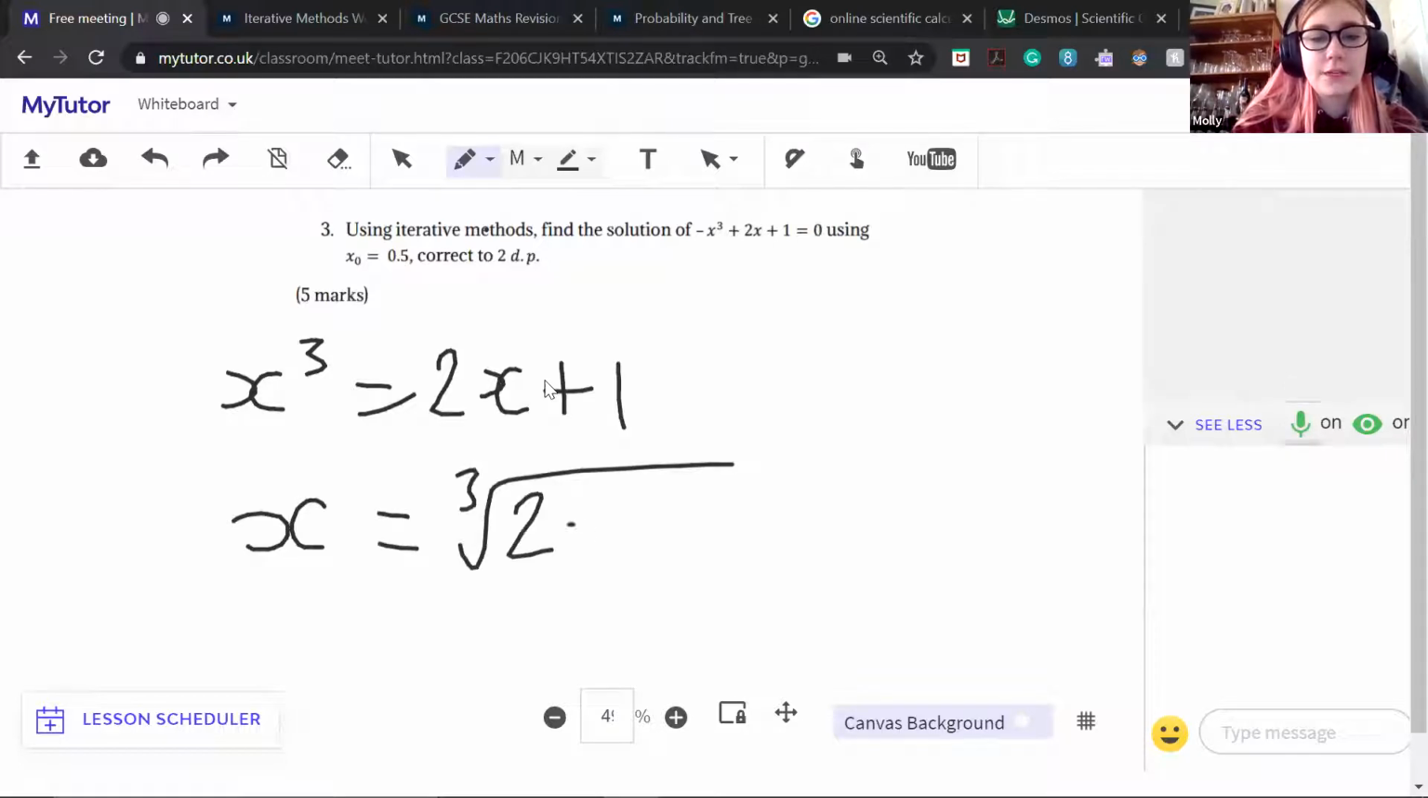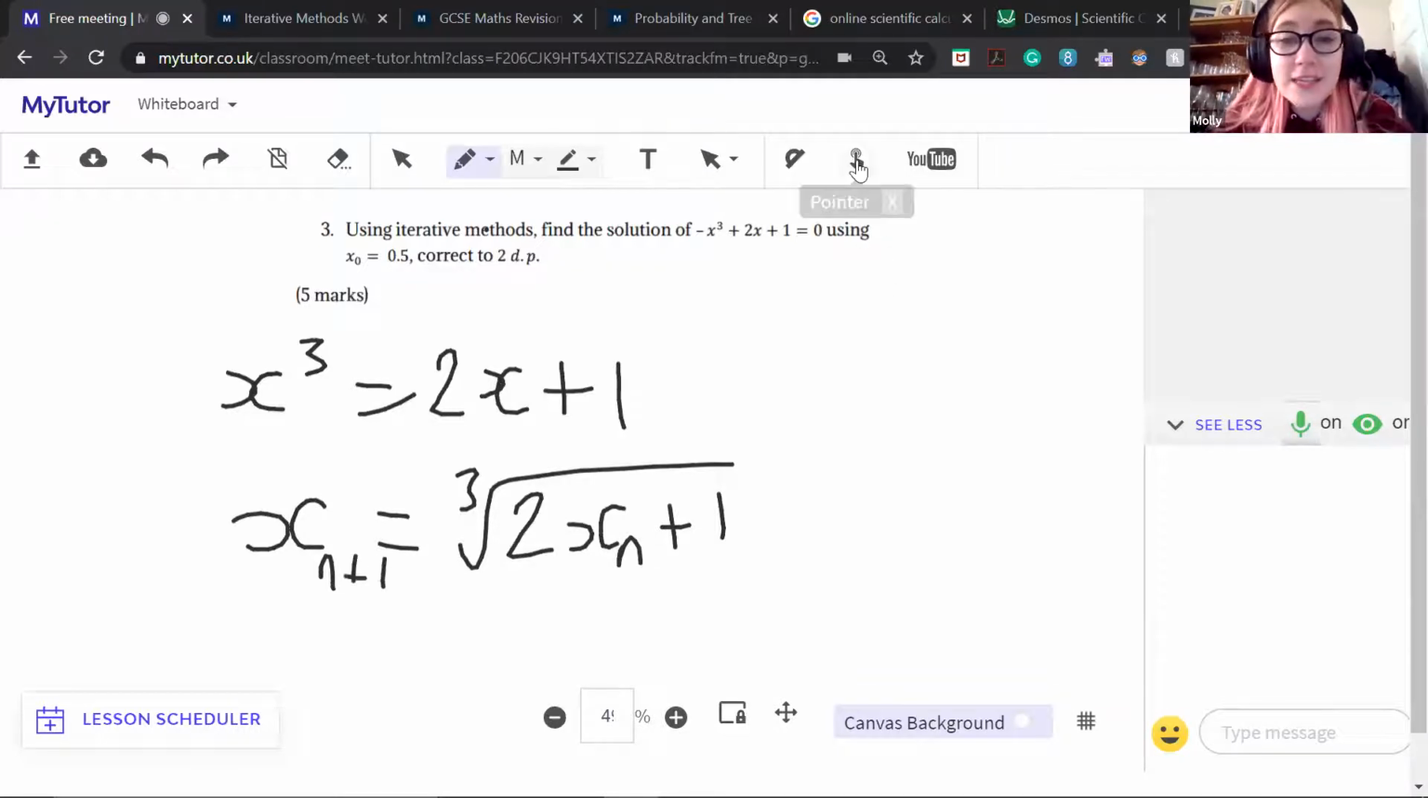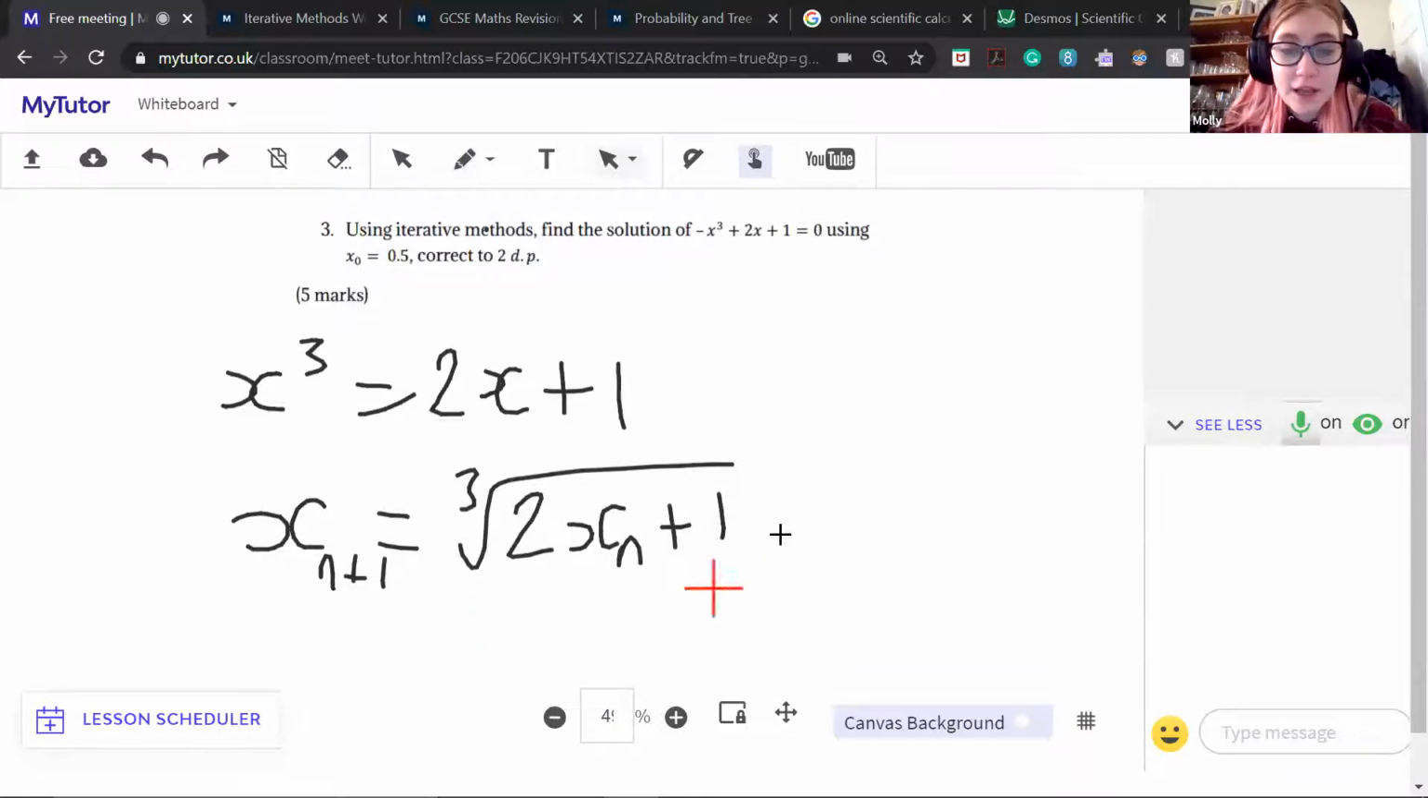Cube root of 2x plus 1. And then, as I said, we call these xn and this one xn plus 1, because all that means is that the term after is calculated by doing this calculation. And then the next term after is calculated by doing that calculation again, and so on.